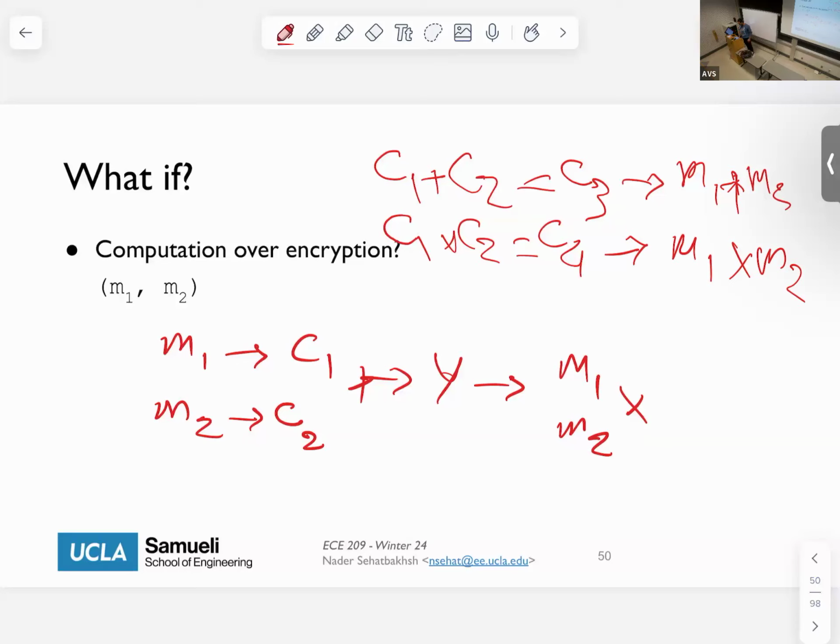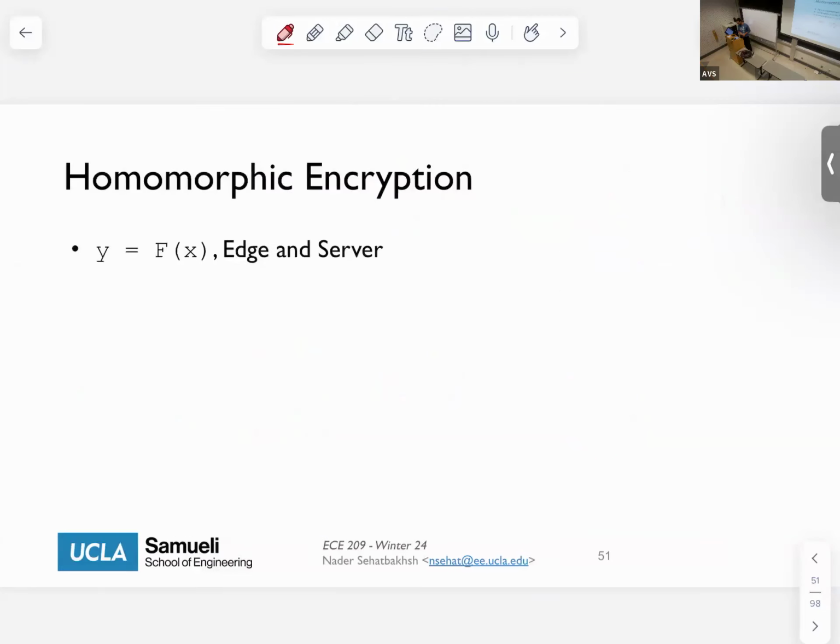Okay, so essentially the idea is, can I find a mechanism to encrypt M1 and M2 to C1 and C2, such that I can just operate on C1 and C2, get the final value, decrypt the final value, and magically have the final value as if I did it on my messages, okay? This is what we call homomorphic encryption, okay?